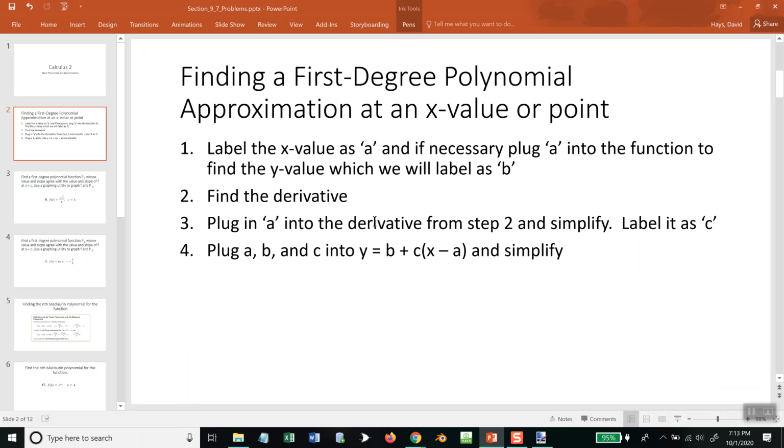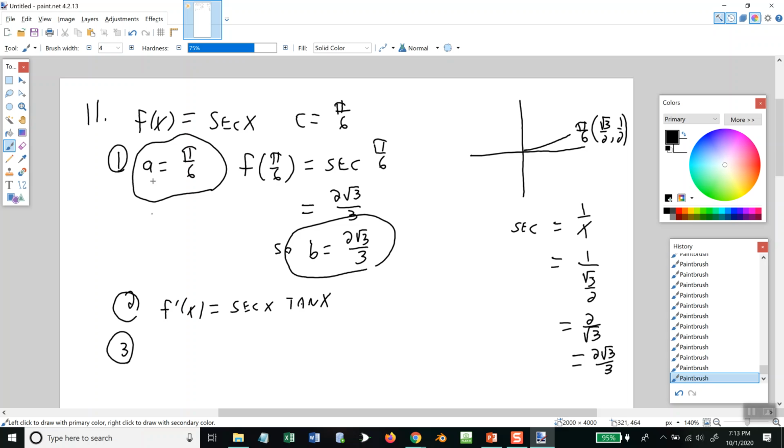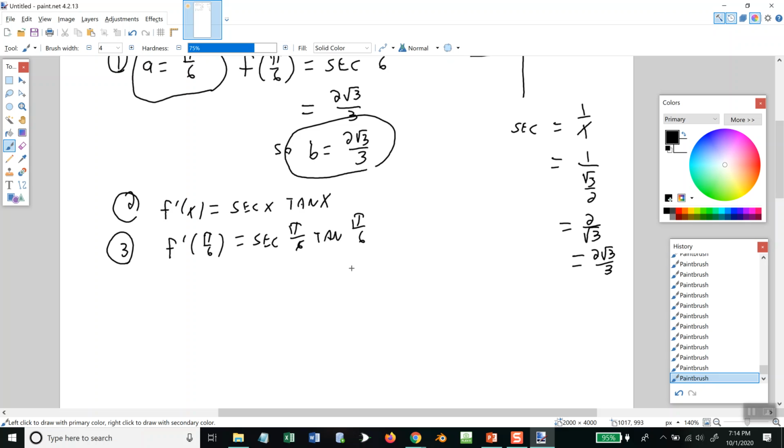Step 3, plug in A into the derivative from step 2. So A was pi over 6. So f prime of pi over 6 is equal to secant pi over 6 tangent pi over 6. Now secant, we just found that was 2 square root of 3 over 3. Sometimes I get too excited and start putting it in the right form when it would have been easier to just leave it the way it was. But we'll see how this one works out.